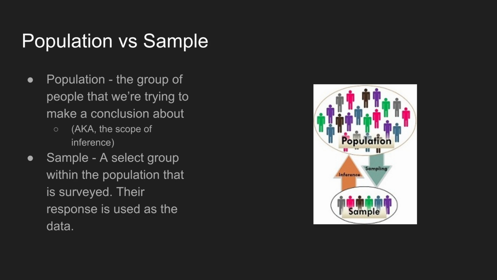The first thing you do when conducting a survey is identify your population, which is a group you'll be making a conclusion about in your survey. For example, if you want to see how students at CCA get to school, your population would be CCA students. This is also sometimes referred to as a scope of inference.